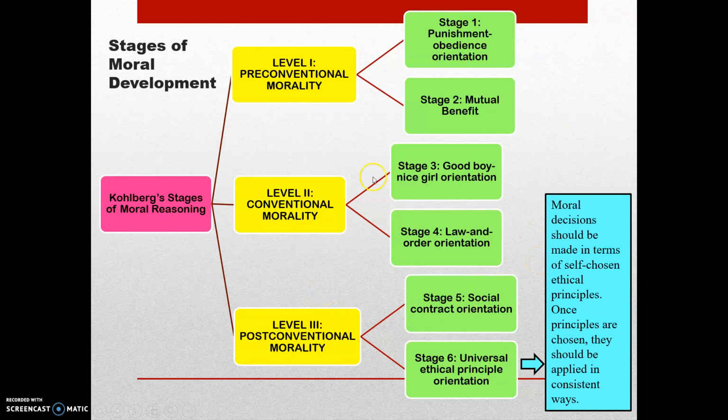I'd just like to highlight that there are 3 levels of this moral reasoning. The first level is the pre-conventional morality, followed by the conventional morality. The third is the post-conventional morality. And each level has 2 stages. So all in all, there are 6 stages of moral reasoning proposed by Lawrence Kohlberg.